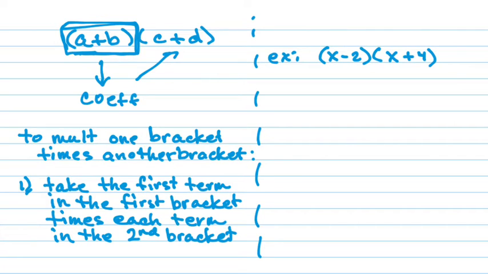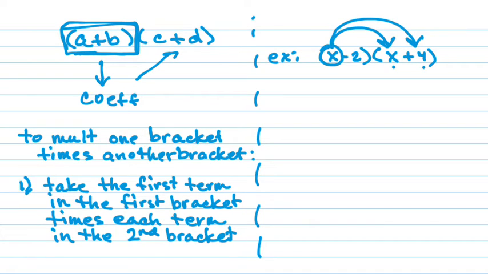So what I'm going to do is first take the first term in the first bracket. So what is the first term in the first bracket? That plain old x, yes? Okay? And I'm going to multiply it times each of the terms in the second bracket. How many terms are there in this second bracket? 2. Anybody remember what that's called when you have two terms? Binomial. Good. So I'm going to take the x times the x. Then I'm going to take the x times the positive 4. So it's exactly what we did before, except we're just going to use that first term first.